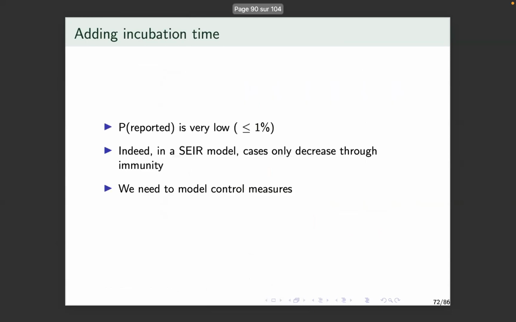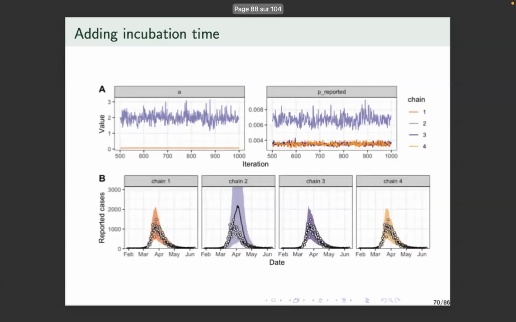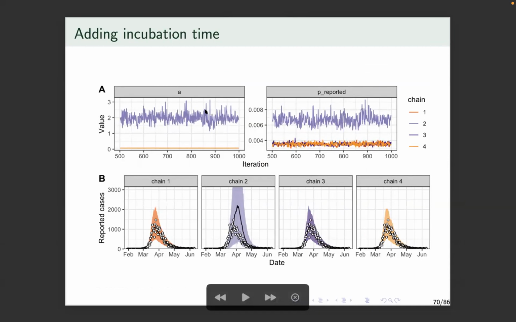But again, when we run the model, we still have Stan warnings. So our R-hat is still above 1, so we still don't have convergence. So why is that? Actually, if we go back just a few slides, we can see that A was not the only parameter which seemed problematic. Because if you look at P reported, first there are different values inferred by different chains, but most importantly, all chains are inferring values which are below 1%.